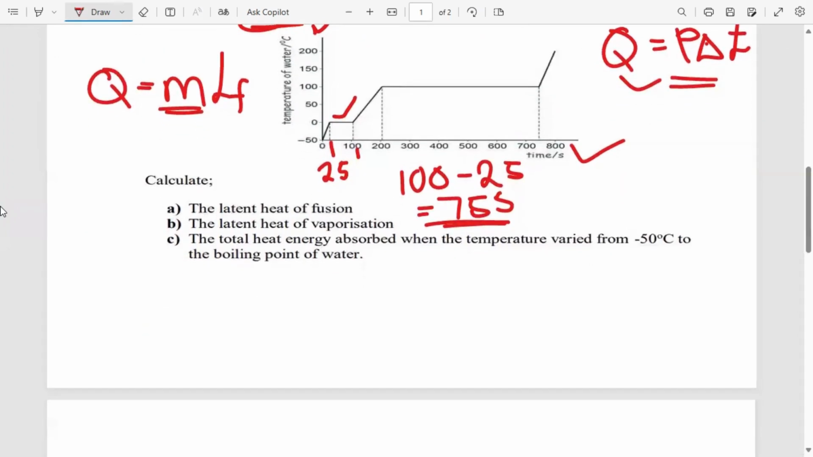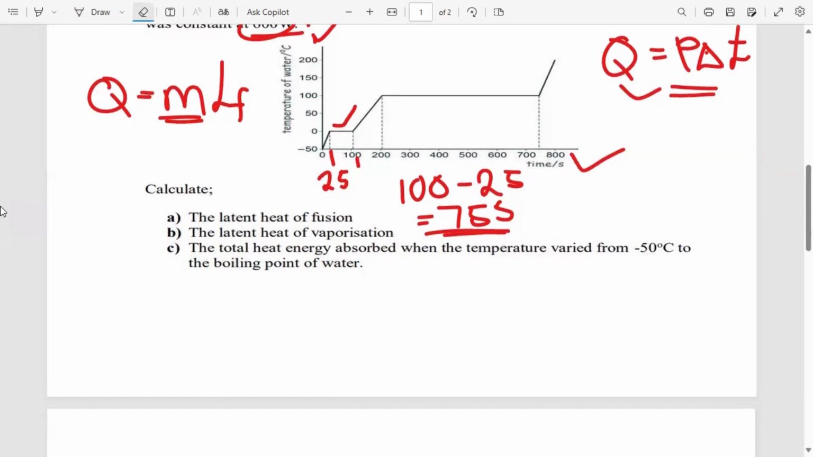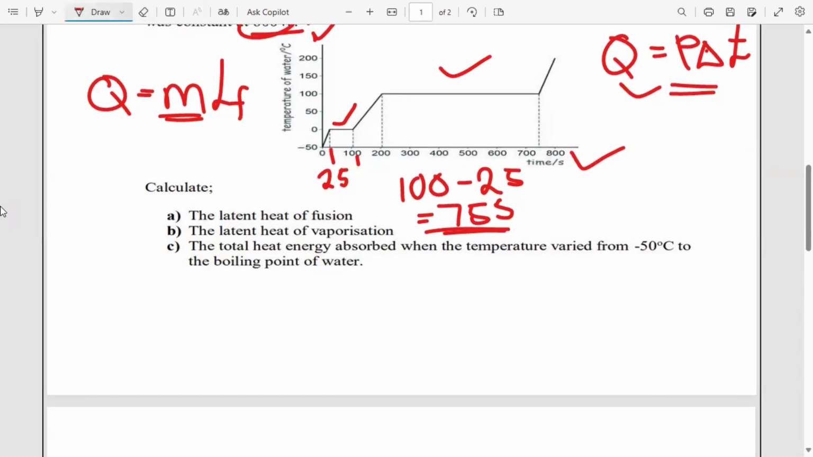Question B is asking for the latent heat of vaporization. The same question is coming again, and we're going to use the same approach as usual. You can tell vaporization is taking place at this point, when this liquid water reaches its boiling point and the temperature remains constant at 100 degrees Celsius. So what are we going to do? We're going to find the power that is absorbed at this point, which will be equal to the 600, the constant power supply we've been given, multiplied by the time that this power is being supplied.